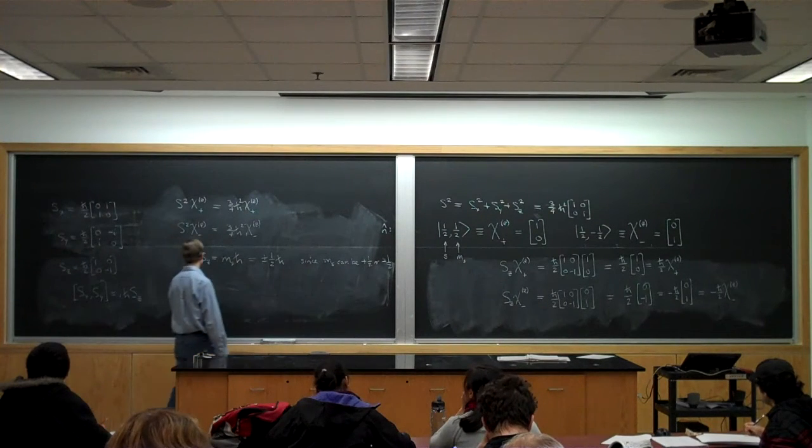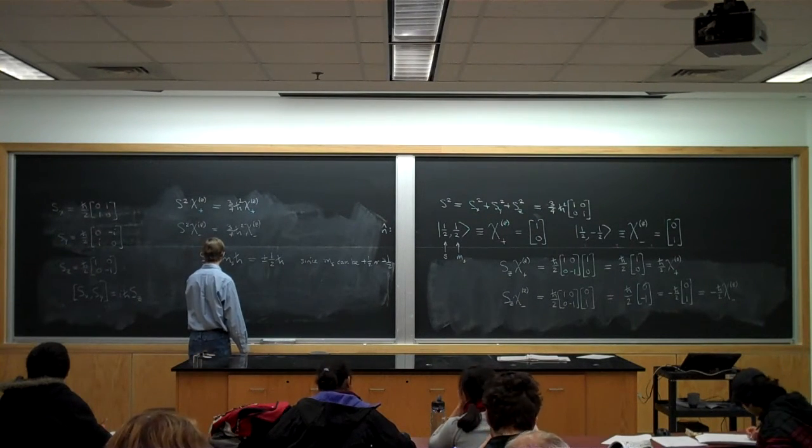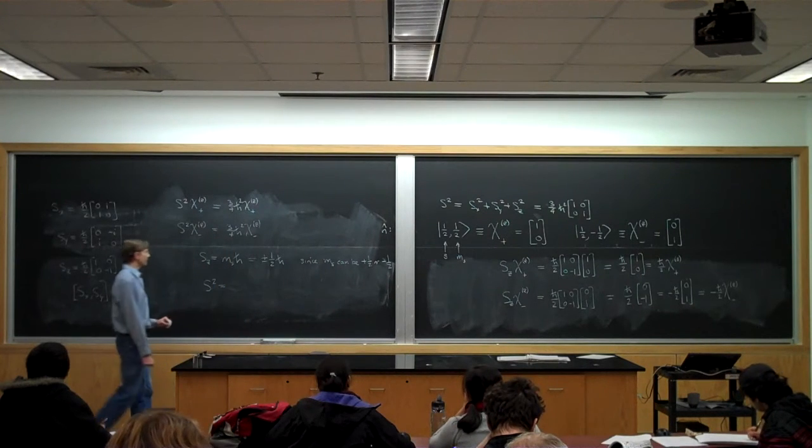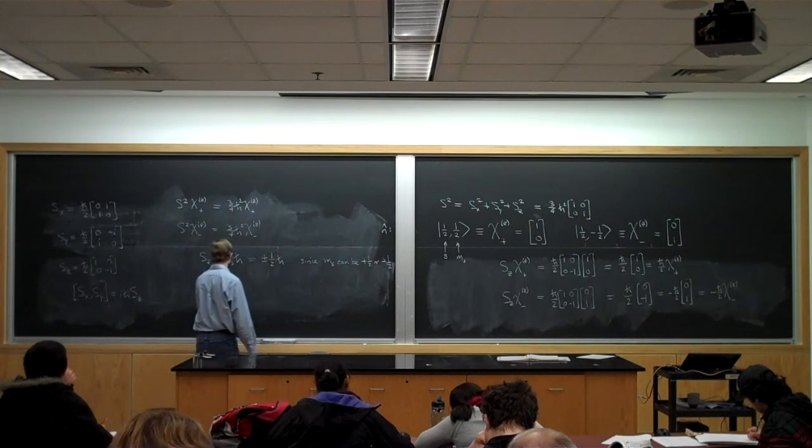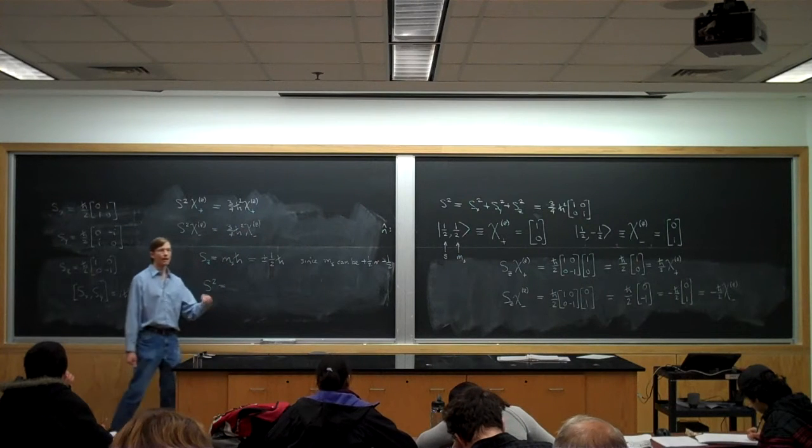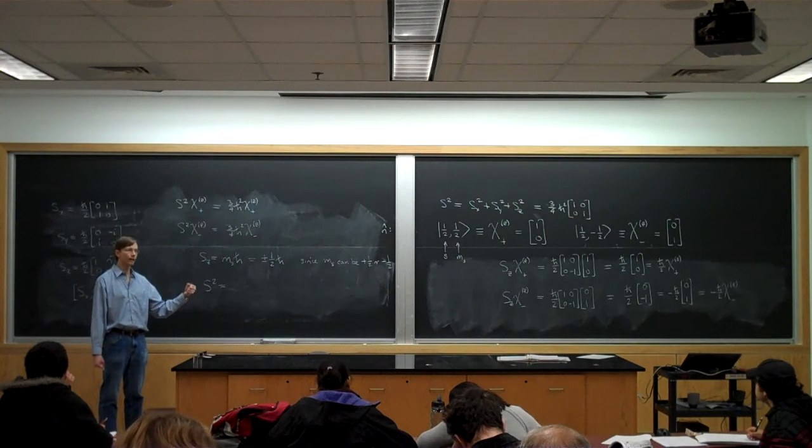Meanwhile, s squared should have values of, well, it's an angular momentum, so how's it work? S squared should be what times h bar squared?